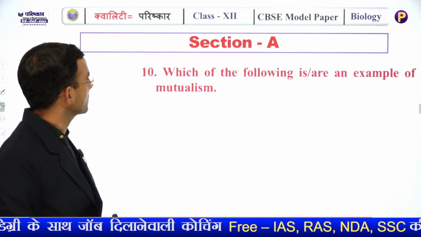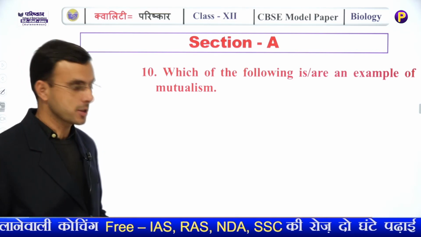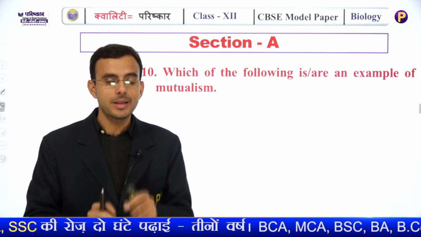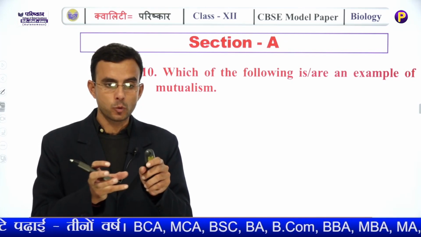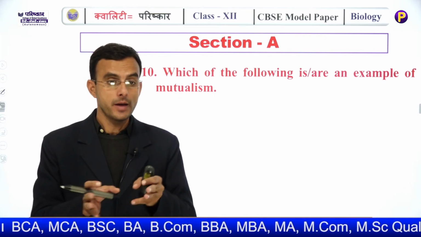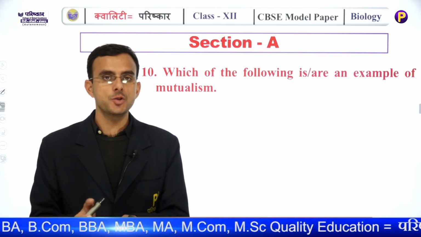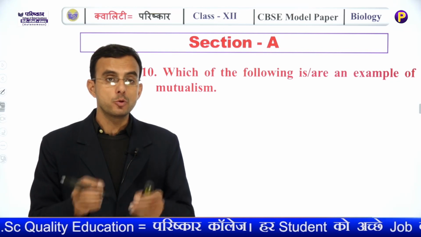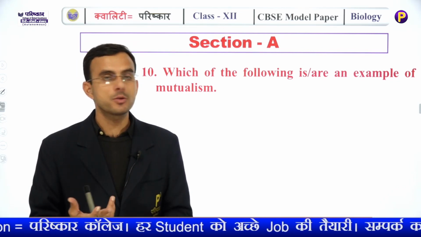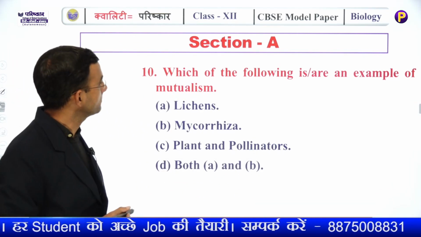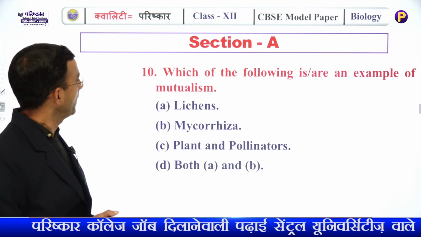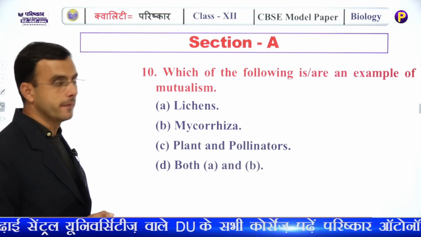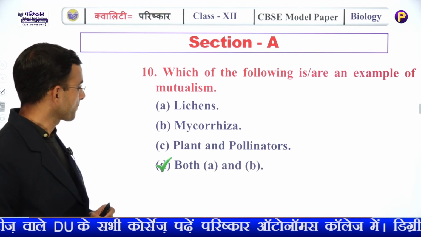Now, the 10th question is which of the following is an example of mutualism. What is mutualism? Look at this: there is a population interaction, and populations living in the same area interact with each other. If that interaction is very useful for both populations, that is known as mutualism. Now look at the answer options: lichen, mycorrhiza, plant and pollinator, both A and B. So the answer is both A and B.